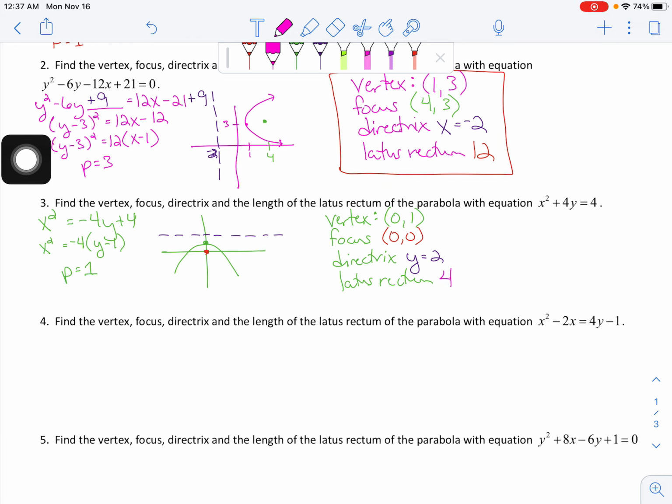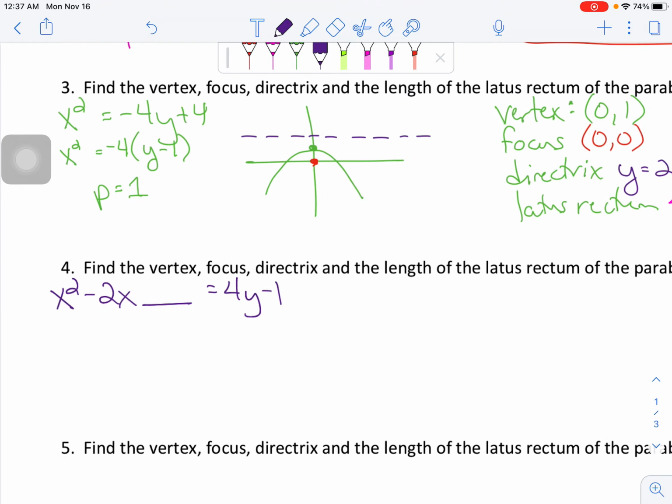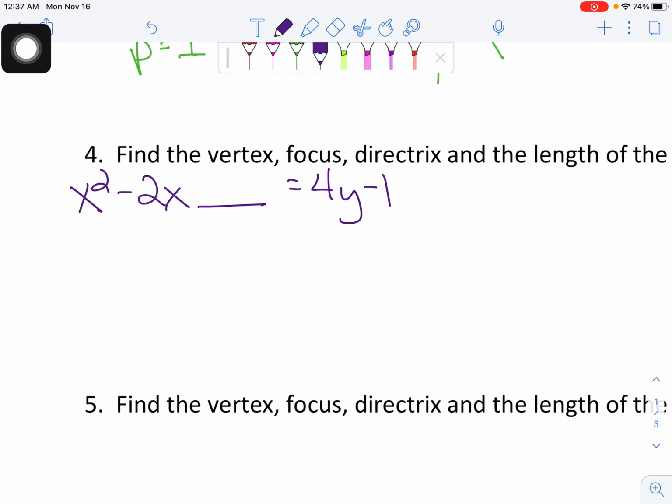Let's see what we can do here for number 4. The exact same process. All right, but this time we've kind of got things split up already. So let's see, x squared minus 2x. There's going to be a completing the square piece there. So 4y minus 1. All right, let's go ahead and zoom in on that.